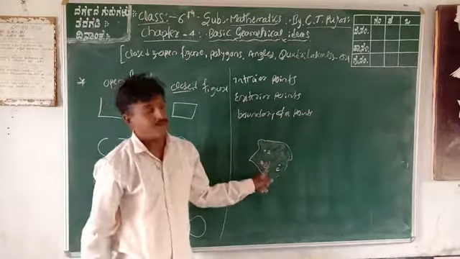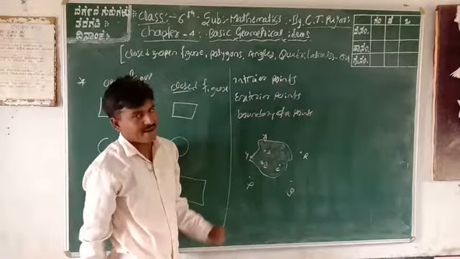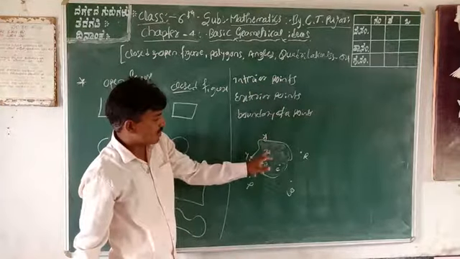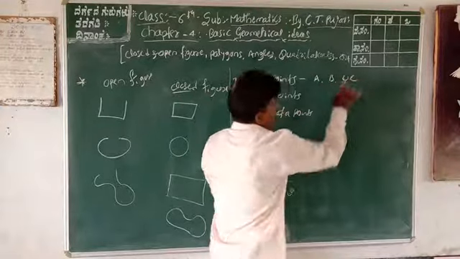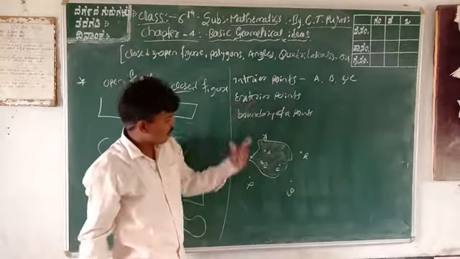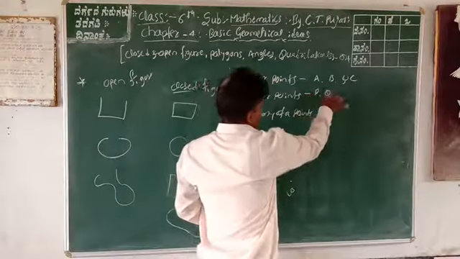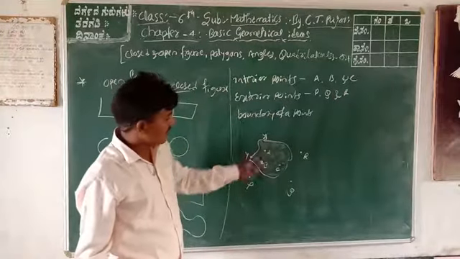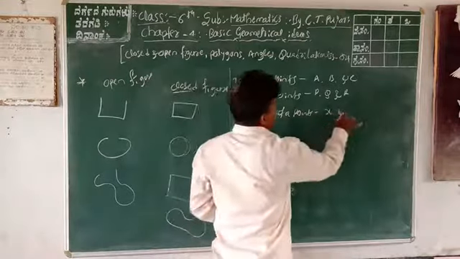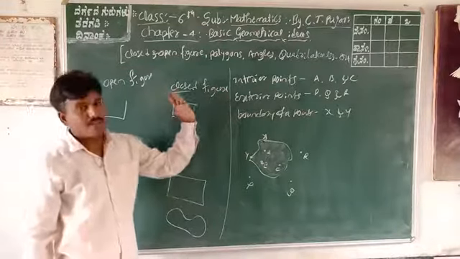What about boundary points? Boundary points are only on the boundary. Therefore, X and Y are boundary points. Interior points means only A, B, C: point A, point B, and point C. What about exterior? Exterior means point P, point Q, point R. What about boundary points? Only X and Y. Therefore, X and Y are boundary points. Got it? These are interior, exterior and boundary points.